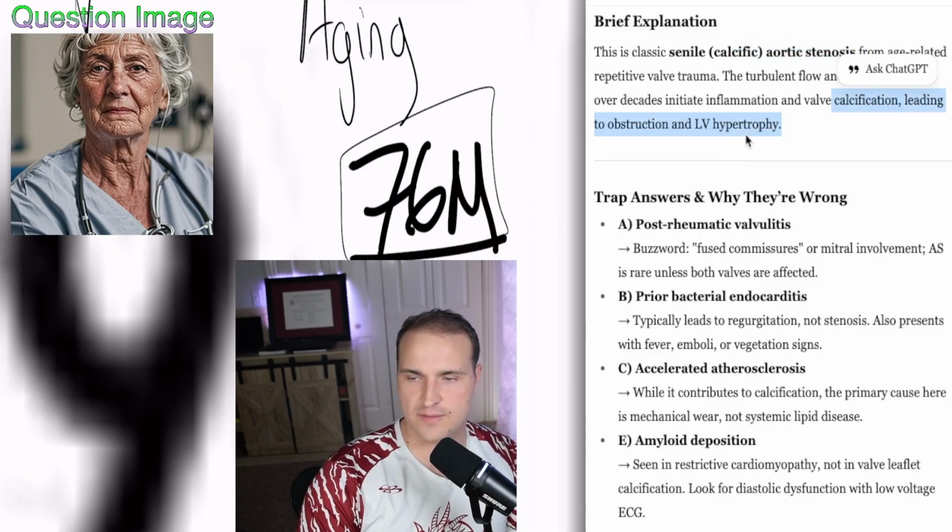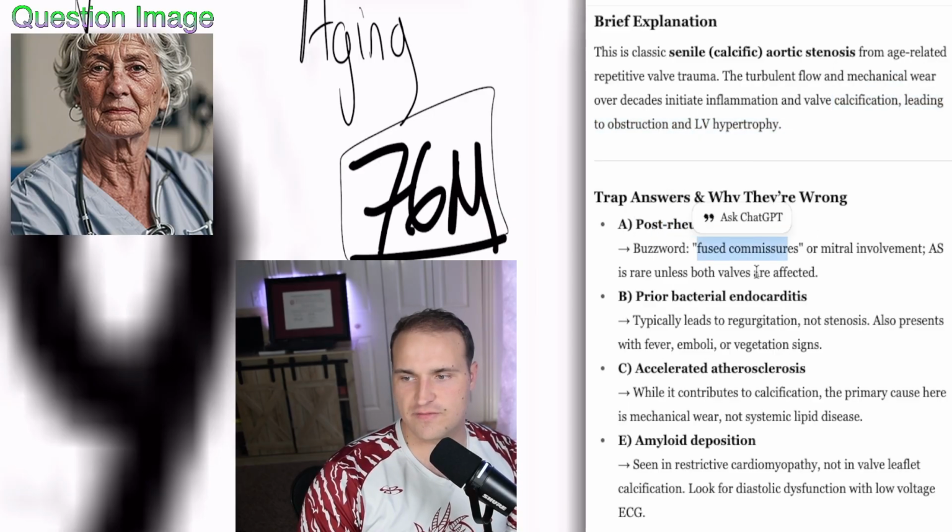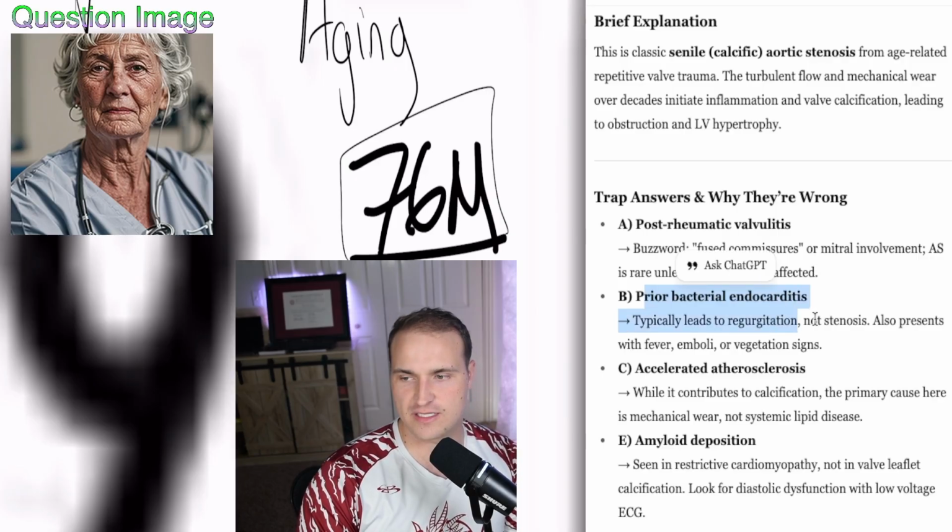It's just age. You get obstruction and left ventricular hypertrophy because of that stenosis. You got to pump harder. Post-rheumatic, that's when it's fused commissures, or mitral involvement. Prior bacterial endocarditis would be regurgitation, not stenosis.